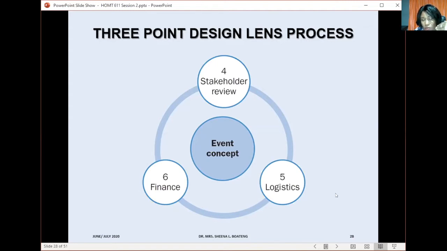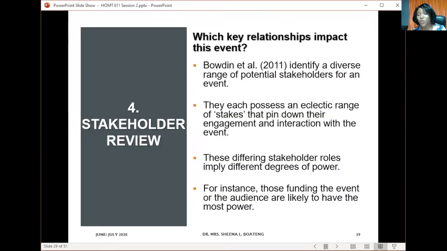Now, please, you really need to pay key attention at this stage because there's an assignment that will come at the end of the lecture, so that you can be able to respond to the assignment appropriately. So we'll take each of the steps one after the other. First, let's talk about the stakeholder review. Now, under the stakeholder review, the main question we are asking ourselves is, which key relationships are going to impact this event? Now, Bolden et al.